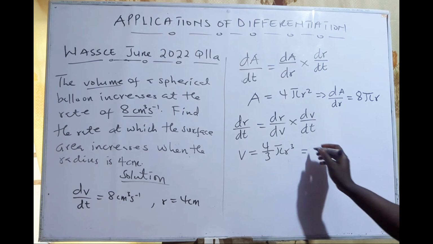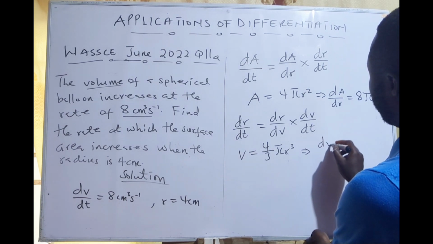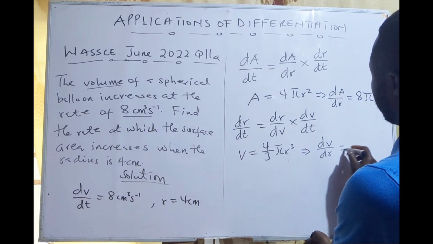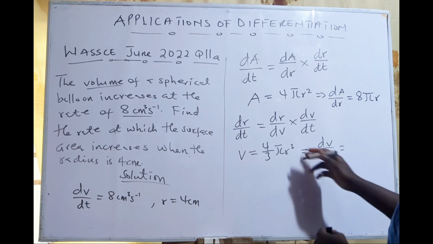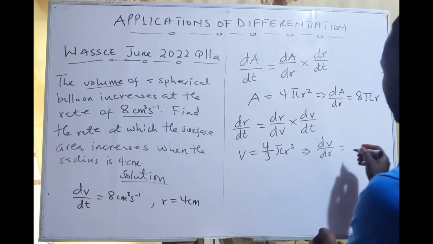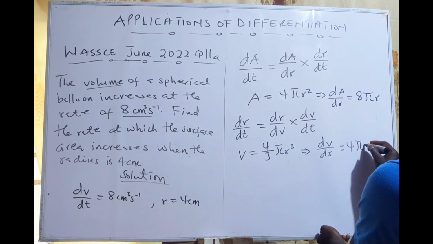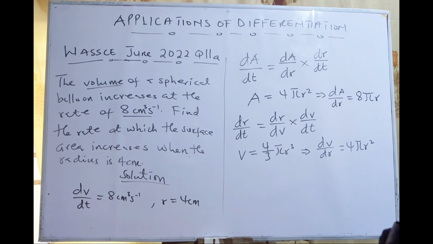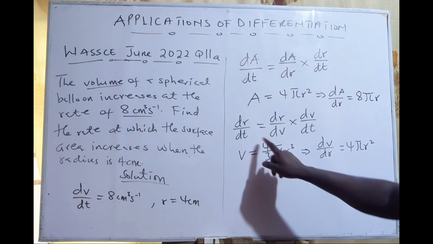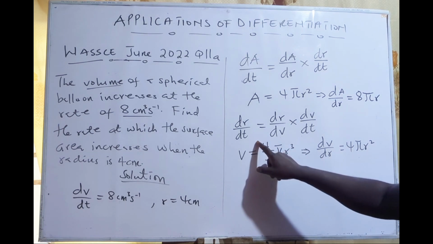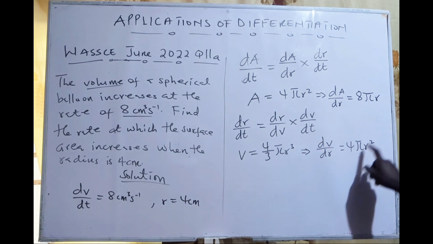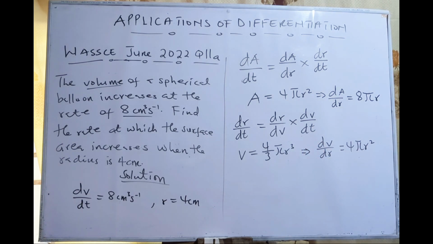Then it implies that dV/dr, the 3 will go here, then it becomes 4 pi r squared. All right, 4 pi r squared. So 3 times 4/3 will be 4. Then you subtract 1 from the exponent, so 4 pi r squared. I believe you get it.